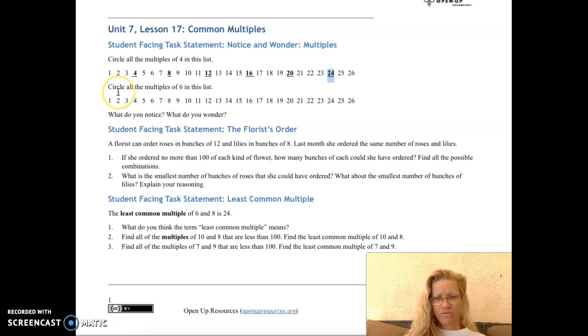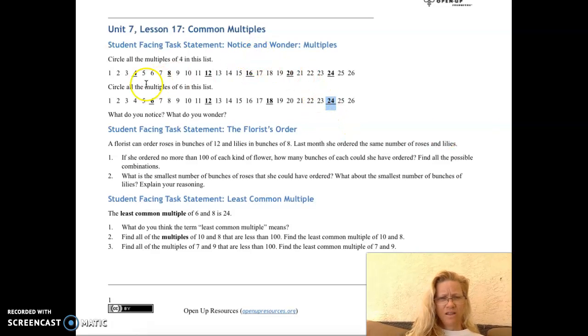Circle all of the multiples of the number 6. So I'll start with 6. Okay, highlight the 6, and then I'll go 6 more. And I know 6 plus 6 is 12, so I'll go to the 12. And 6 plus 6 plus 6, or 6 times 3, is 18. I'll go to that number. And 6 times 4, hopefully you all know that it's 24.